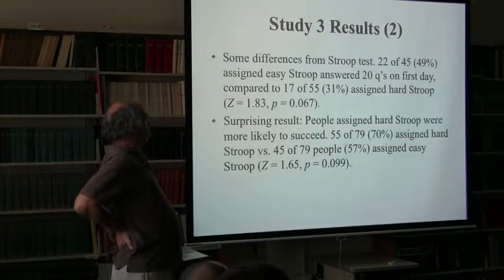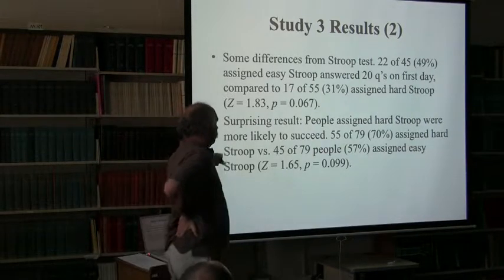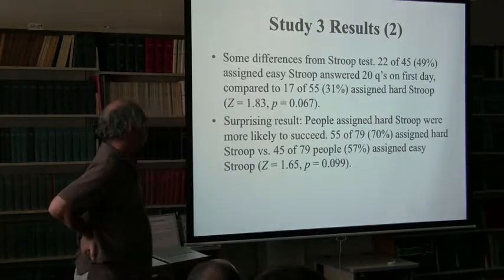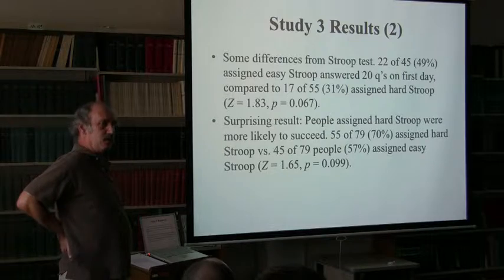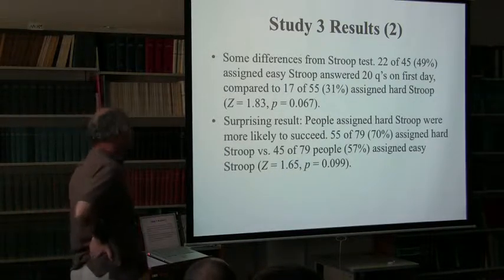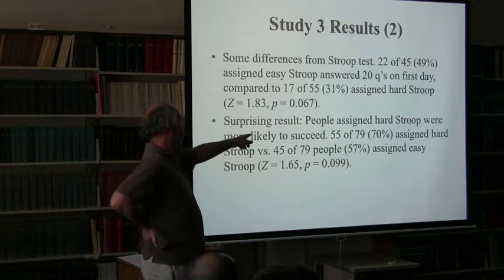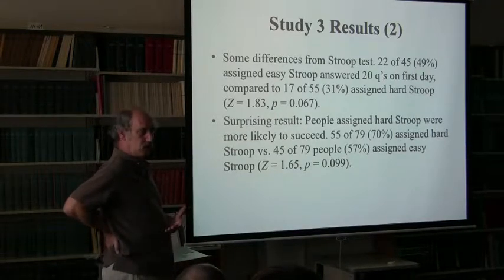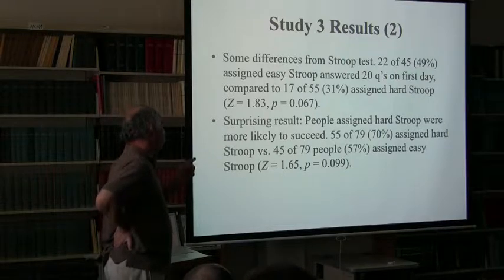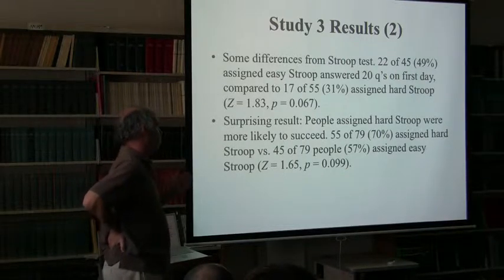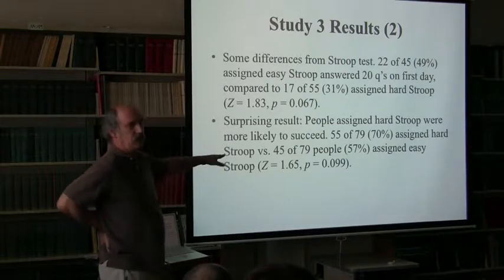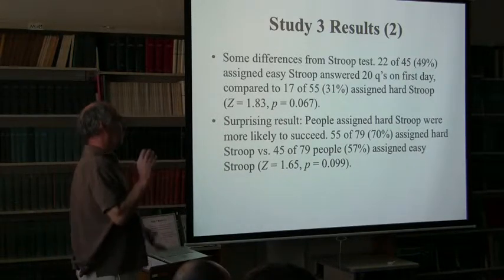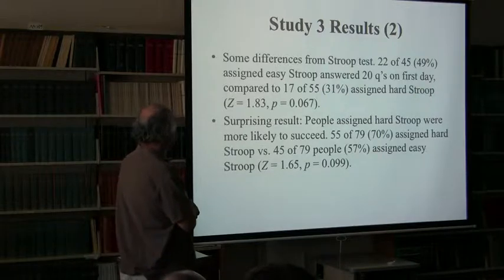So this is the surprising result. The people who were assigned the hard Stroop did better. Not what I expected at all. Just the opposite of what I expected. So if you were assigned a hard Stroop, 70% of those people actually finished over the 2 days, and only 57% if you're assigned the easy Stroop. This is borderline statistical significance. Again, a one-tailed test would be significant, but my prediction went the other way.